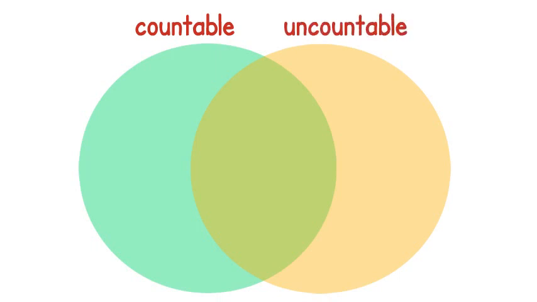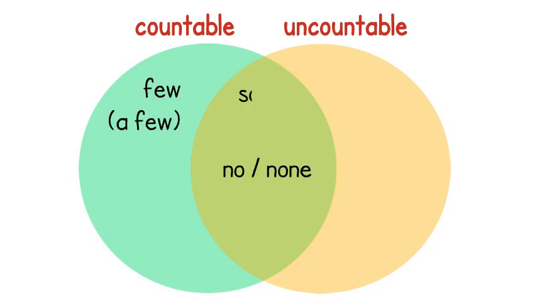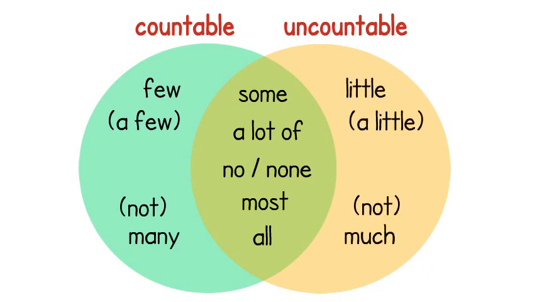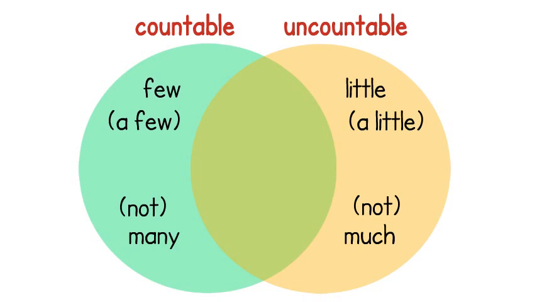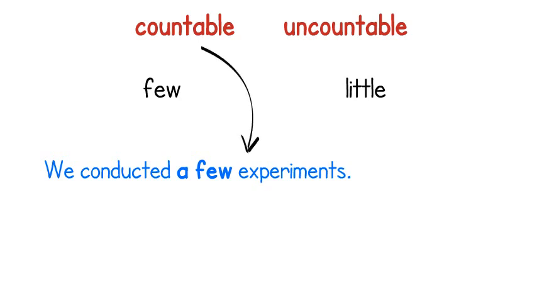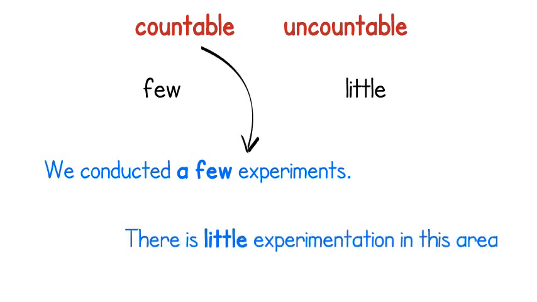For countable nouns, you can use no, none, few, a few, some, many, most, a lot of, all. For uncountable nouns, you can use no, none, not much, little, a little, some, a lot of, all. Notice the difference. Few is used with countable, but little is used for uncountables. For example, we conducted a few experiments, but there is little experimentation in this area.